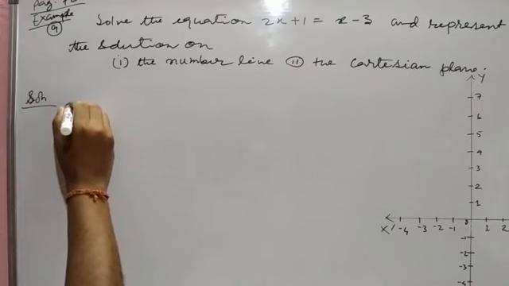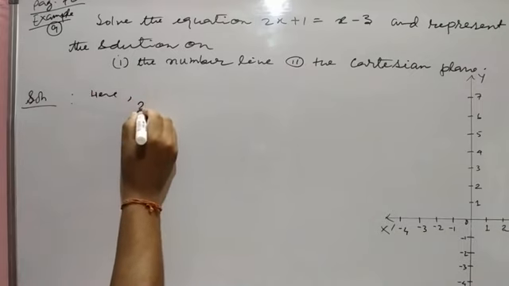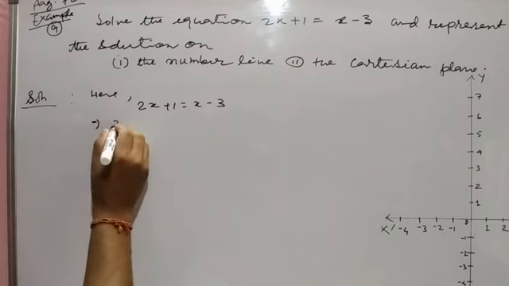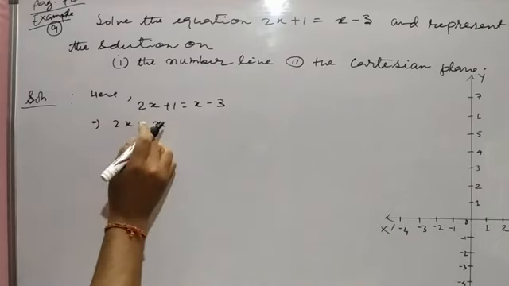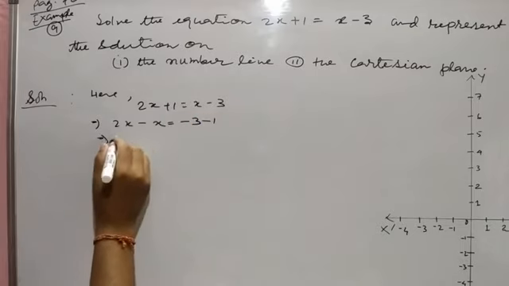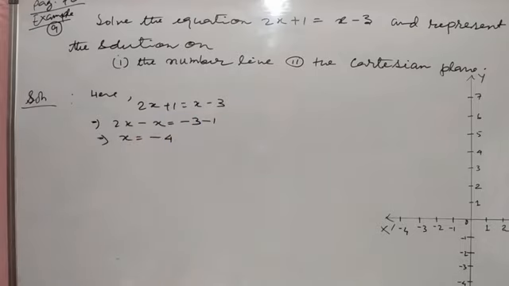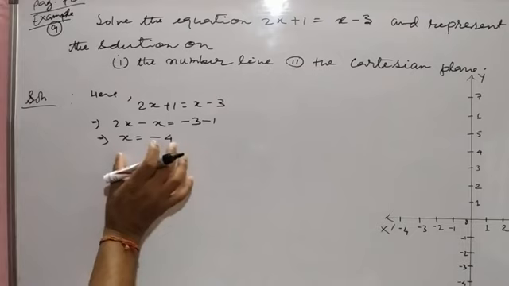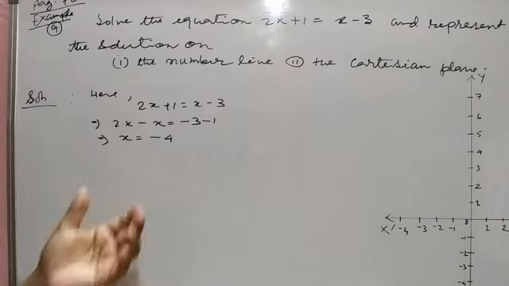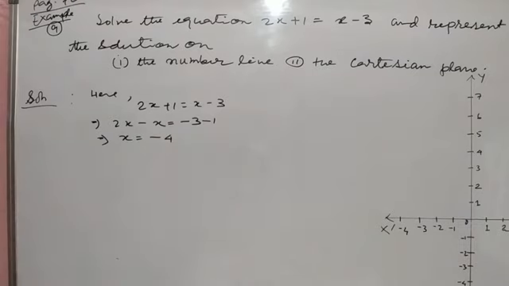So here 2x plus 1 equal to x minus 3. This implies that 2x, x transfer this side, 1 transfer this side. So this implies that x equal to minus 4. Therefore, x equal to minus 4 is the solution. Now x equal to minus 4 we have to represent on the number line, and we have to represent this in the Cartesian plane.